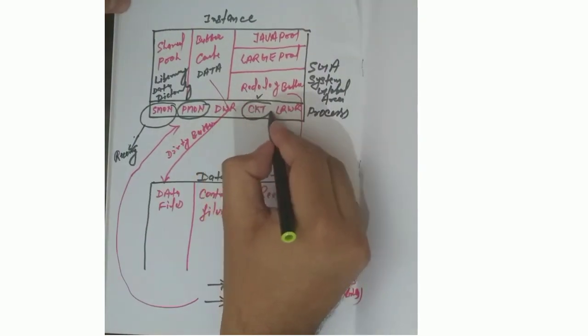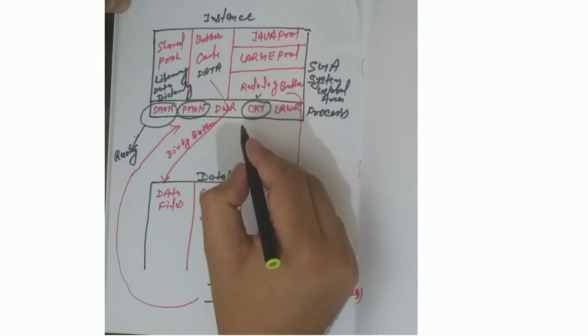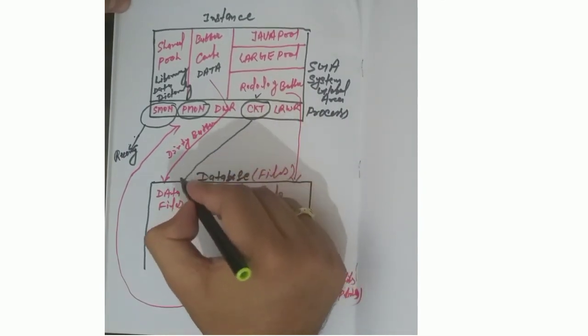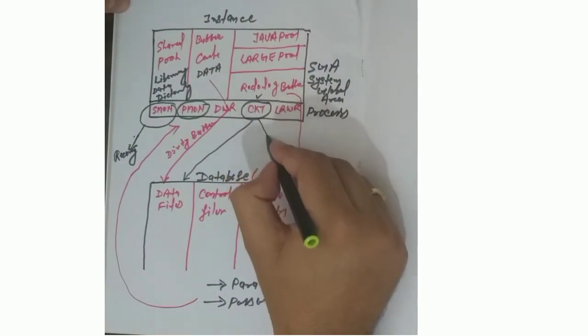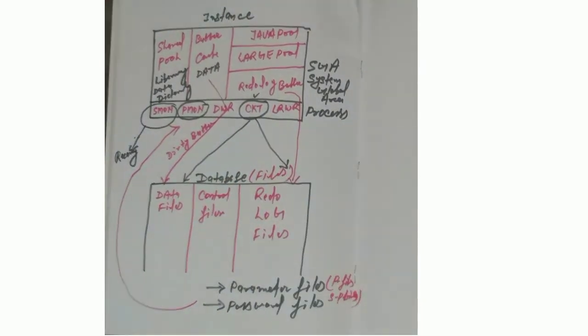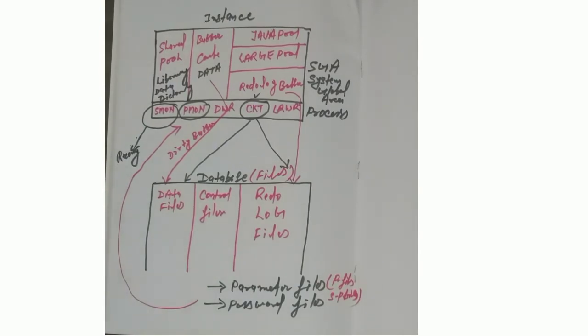Then we have the checkpoint. Checkpoint basically maintains the synchronization between data files and redo log files. So these are the set of processes which help to sync the Oracle instance with the database. Okay, in the next video we'll describe further topics.